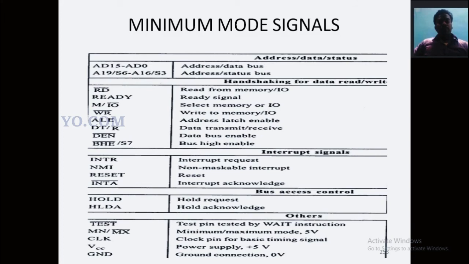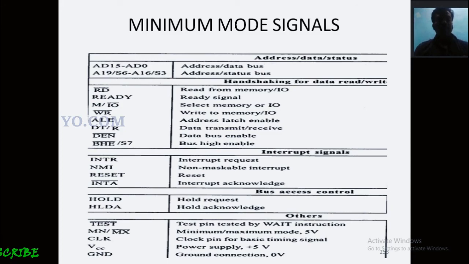Whether we are going to read or write in memory or IO, M/IO bar is considered. Then the write signal, write bar, is used to enable the write operation. Then ALE is used to indicate whether the bus acts as an address bus or a data bus. Next one is DT/R bar. DT/R means data transmit or data receive, whether the microprocessor transmits the data or receives the data. Then DEN, data enable.